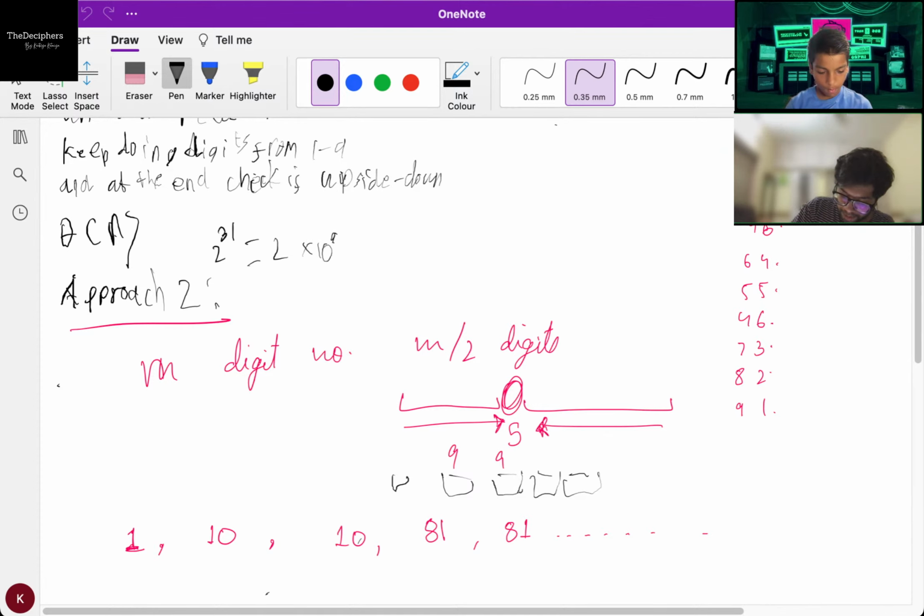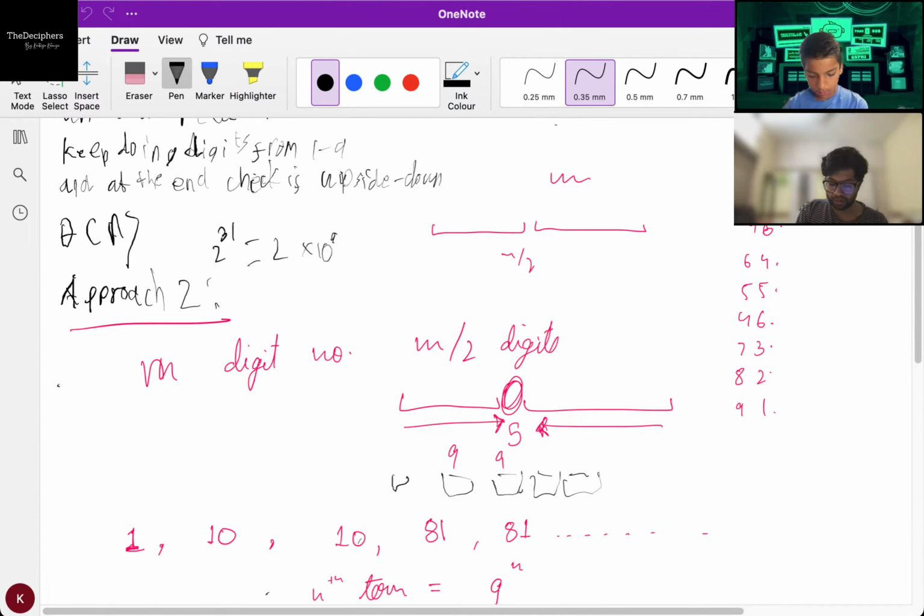Let's say you have an n-digit number. How many options are there for the first half? I think 9 to the power of the length of the first half. And the length of the first half is n over 2. So for a generalized nth term, we can say that it is 9 to the power of floor of n divided by 2. Can we say it?